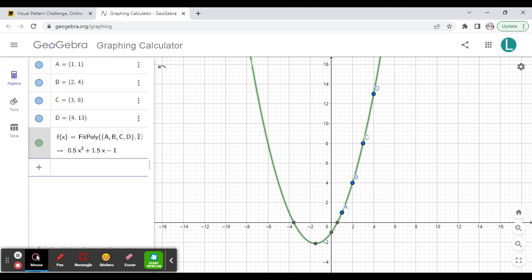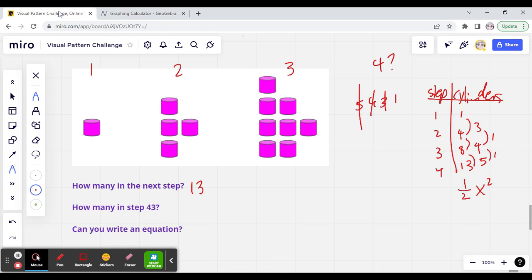Would you have gotten that equation without using this tool, or maybe you did? If you did, I'd love to know how. So please tell me. You could have written this also as x squared plus 3x over 2, and then all of that minus 1. So that would be a way to do it. So we've got an equation. Actually, let's go ahead and jot that in here. So 1/2 x squared plus 3/2 x minus 1 was what we came up with for our equation.